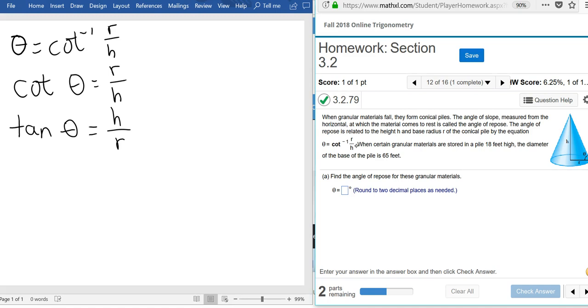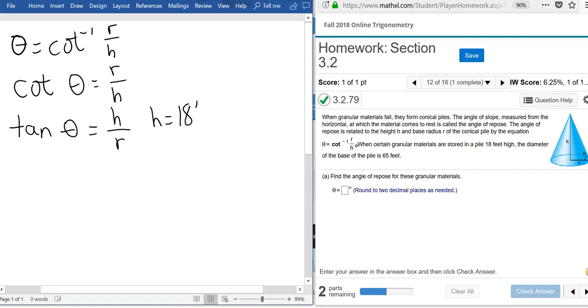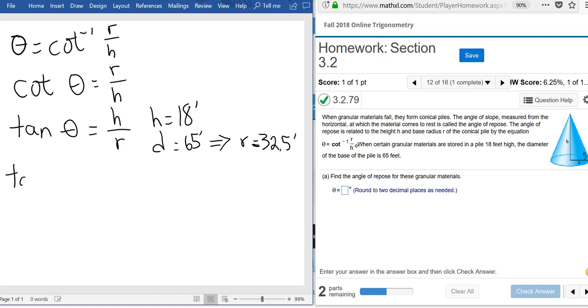So when I look at this problem, I'm going to see that in my example, the height is 18 feet and the diameter is 65 feet, which would mean that my radius would be half the diameter. And so our radius is 32.5 feet. That's an equals, not negative. So that means I can plug into my calculator.